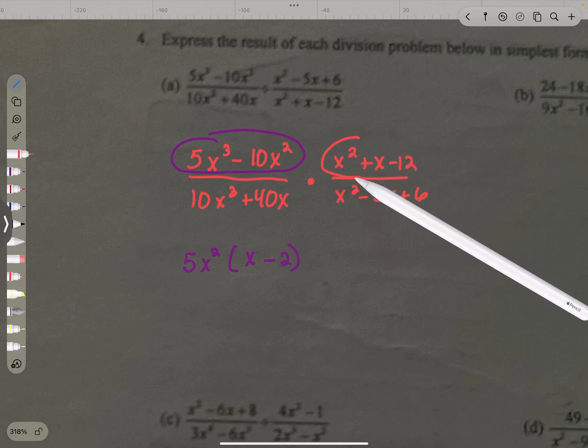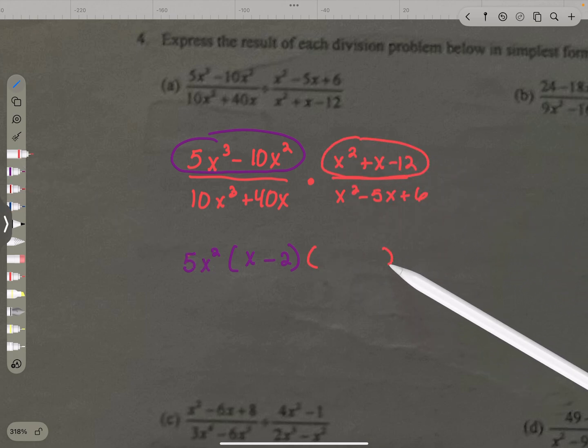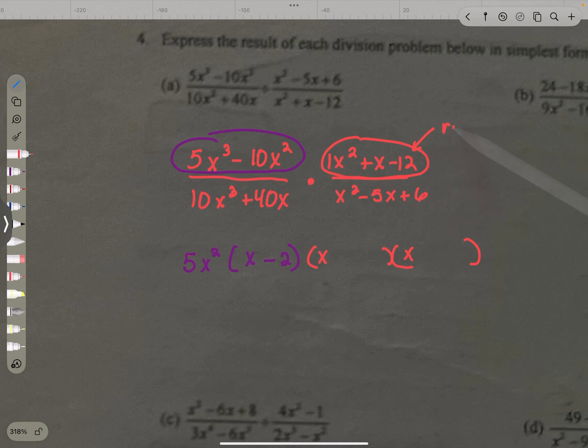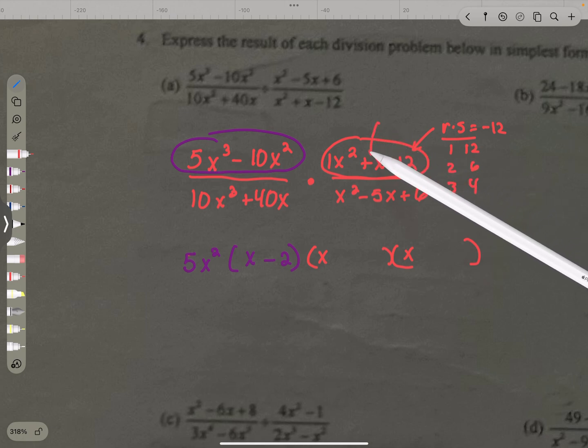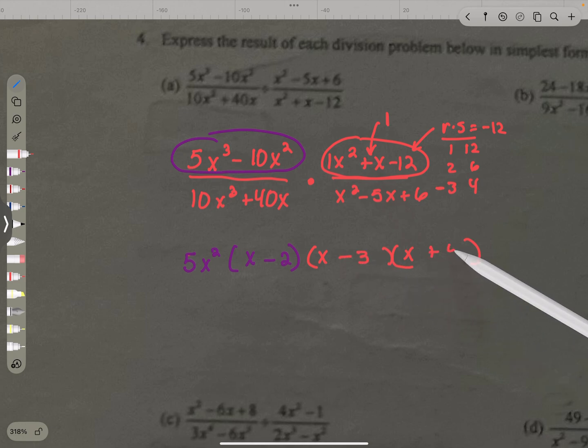I do this guy. He's a trinomial, and his lead coefficient is just a 1, so it's just x and x. And my r and s, the numbers I put in, have to multiply to negative 12. So I make a list: 1 and 12, 2 and 6, 3 and 4. They have to add up to the number in front of x, which is a 1. So I'm going to use the 3 and 4, and I'll make the 4 the positive and the 3 the negative. Now they multiply to negative 12, and those two numbers add up to that 1. So it's a minus 3 and a plus 4. There's my numerator, all multiplied out.